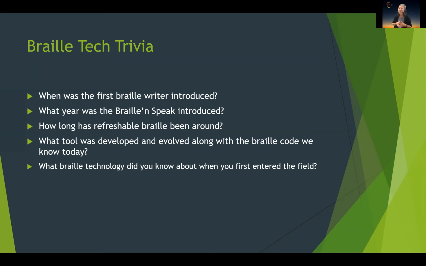So the first Braille writer was actually, Jennifer Drea in the house from Lee County, I think that's the county you're from, it was 1892. It was designed by Frank Hall in 1892, and it is the design that the Perkins model was based on. Isn't that incredible? That's the technology we still use today. It's tried and true and it works. So the Perkins Braille writer is here to stay. All right, what year was the Braille and Speak introduced?